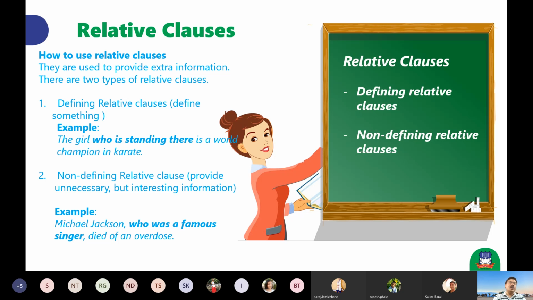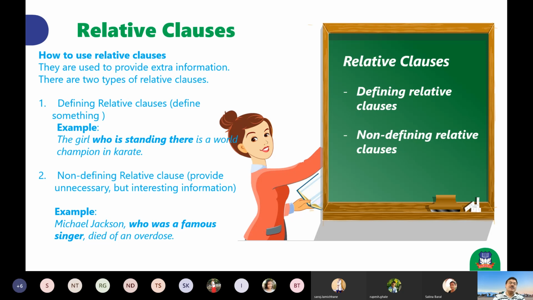So number two, non-defining relative clause. This provides unnecessary but interesting information. Without this information also it is known, but the information given is interesting, with some extra meaning. So here is one example: Michael Jackson, who was a famous singer, died of an overdose. You must have heard or known that because of the overdose of his medicine, he died.